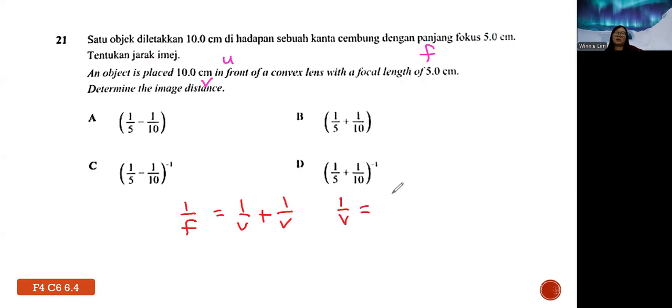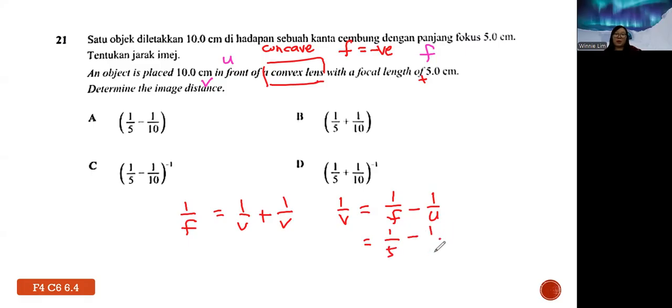So 1 over v is 1 over f minus 1 over u. It is a convex lens, so the focal length should be positive. But be careful, if it is a concave lens, then your f has to be negative. This one uses a convex lens, a positive, converging lens, so we don't worry. We just substitute as usual, 1 over 5 minus 1 over 10. But I want v, not 1 over v, so I inverse everything. So I will have 1 over 5 minus 1 over 10, the whole thing, inverse.